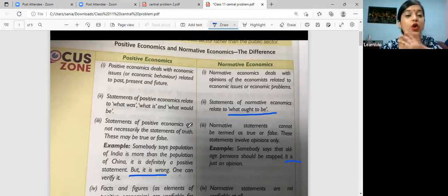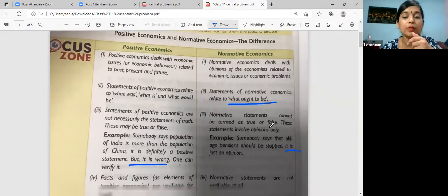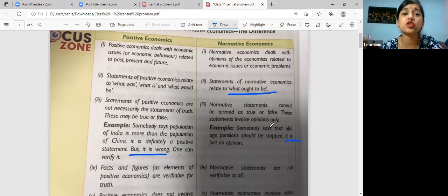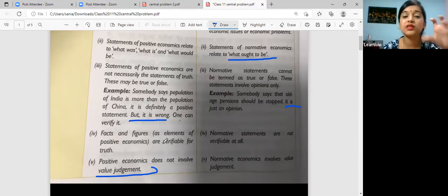Statements of positive economics are not necessarily statements of truth; you can say they can be true or false. But normative statements you cannot term as true or false because they are just an opinion, right? Example: somebody says that India's population is more than China's, but it is wrong, because one can verify it. But somebody says that you should stop old age pension, it is just an opinion. You cannot verify it. Facts and figures are verifiable, but normative statements are not verifiable. How will you verify someone's opinion, right? Positive economics does not involve value judgment, but normative economics involves value judgment.